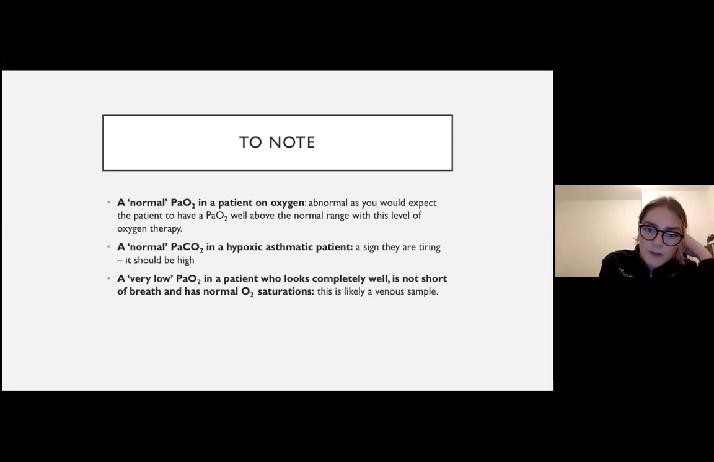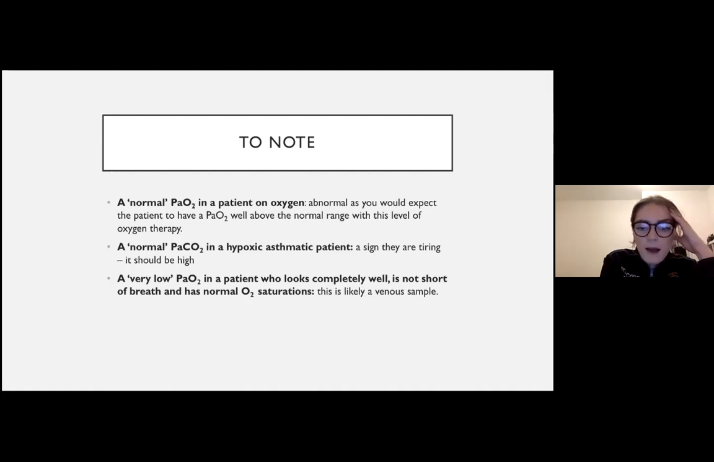A normal CO2 in a hypoxic asthmatic patient is a sign that they are tiring. They should have a high CO2 because their pumps aren't working anymore, their lungs aren't working anymore, so it should be high. And if they're tiring, their CO2 dropping is quite worrying. So that's one of the criteria for life-threatening asthma. I'm pretty sure, double check that, but I'm pretty sure it is. So just being aware of that, I think that's quite important.